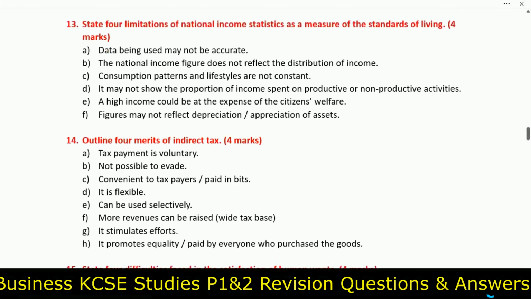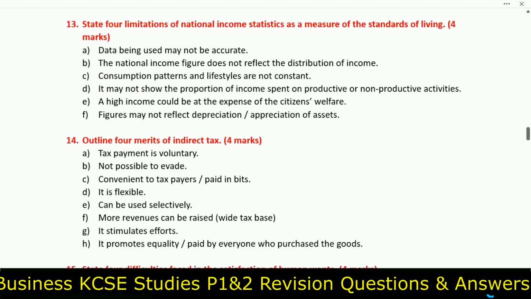We are moving very fast. You can see, state 4 limitations of national income statistics as a measure of the standard of living. Number 1, data being used may not be accurate. Number 2, the national income figure does not reflect the distribution of income.